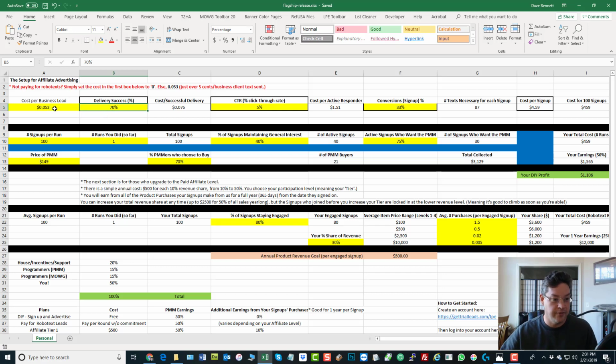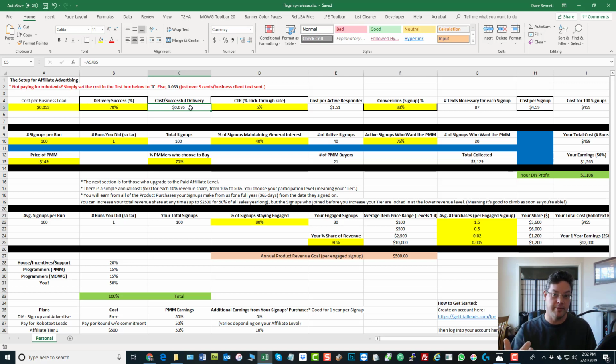Anyway, if you assume this is the cost per business lead, but only 70% get it, this is the cost for successful delivery, right? This means 7.6 cents puts a message physically on a cell phone that someone can see.